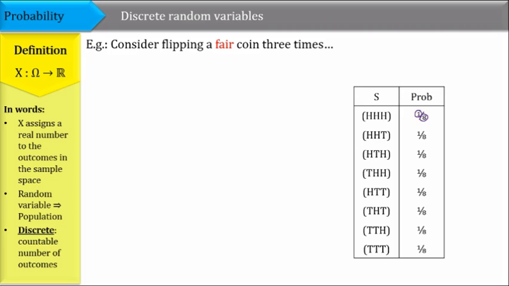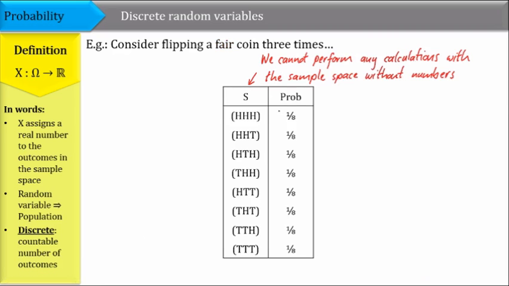So the numerator will always be less than or equal to the denominator. So this fraction will always be anything from 0 to 1. And when we add them all up, we must get a total of 1, because that represents everything in the sample space.